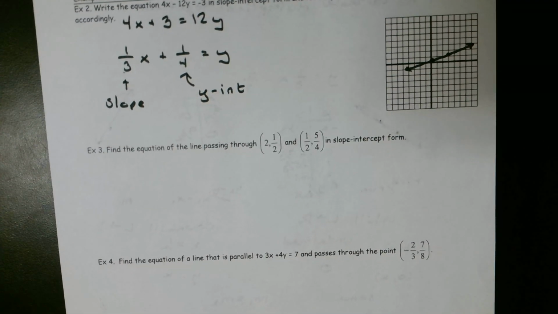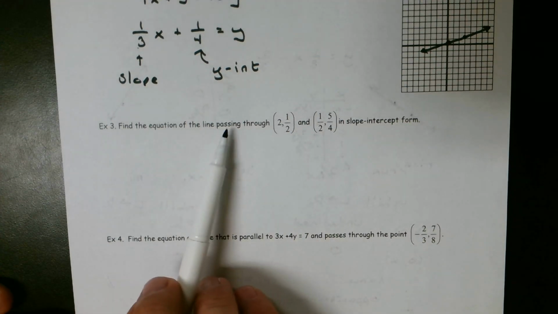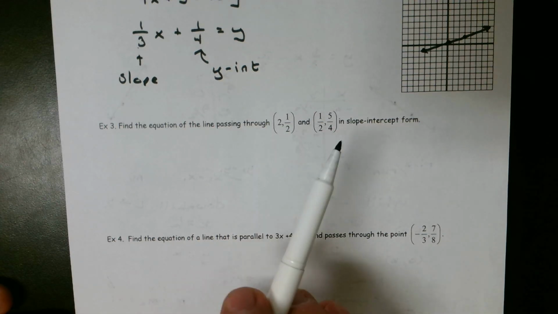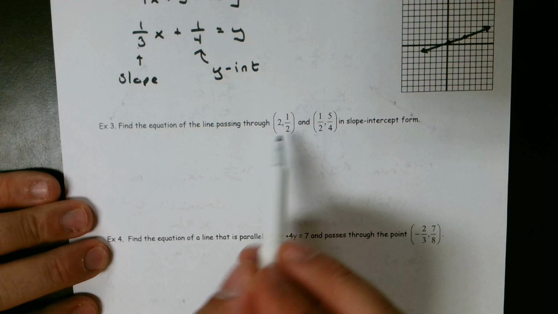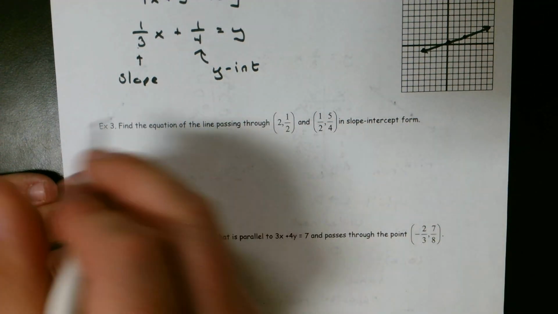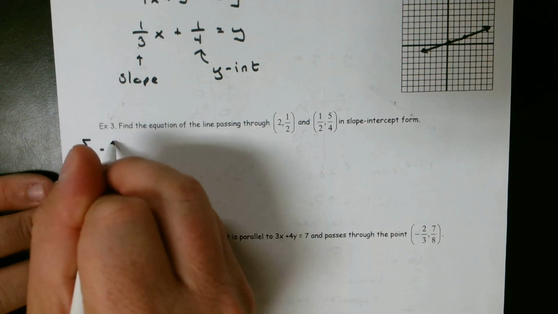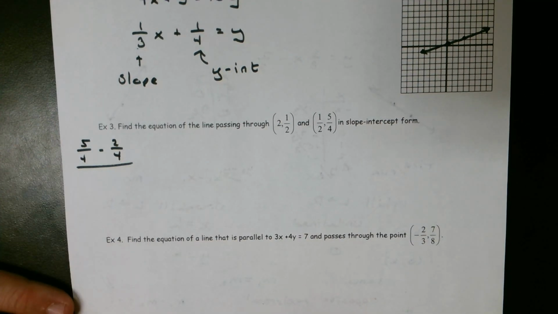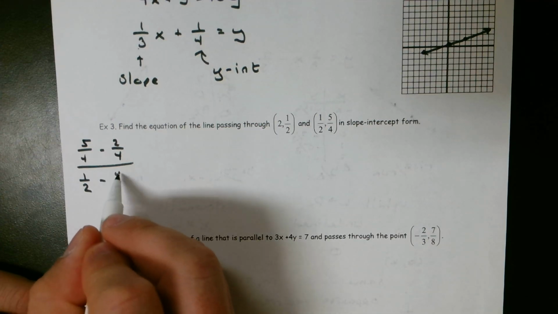All right, let's keep rocking here. So the next problem is to find the equation of a line. We're going to put it in slope-intercept form, going through these 2 points. Okay, so the first thing we need to do is find a slope. Okay, so finding a slope, y2 minus y1, so 5/4 minus 1/2. So 5/4 minus, let's say, 2/4. Be clever there, have common denominators. Okay, and then 1/2 minus 2, let's say 4/2.